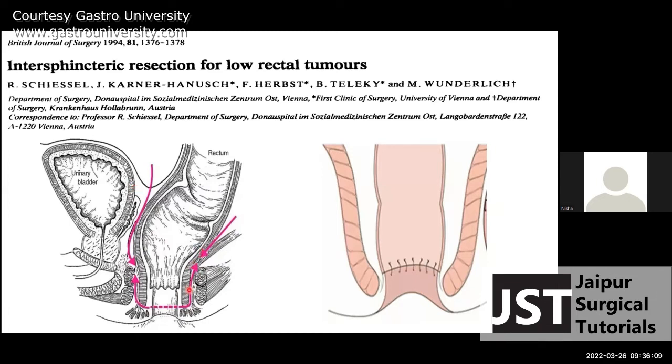And in these patients, they can preserve the external sphincter and the levator ani, thereby having a sphincter conserved surgery. Once that has been done, the bowel continuity is maintained by doing a coloanal anastomosis.